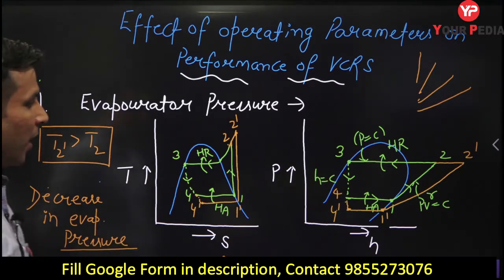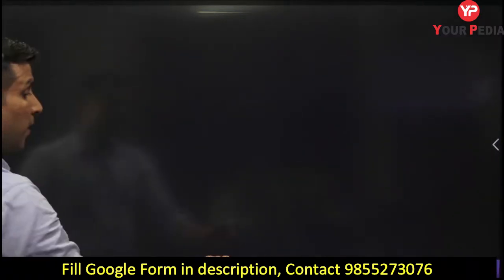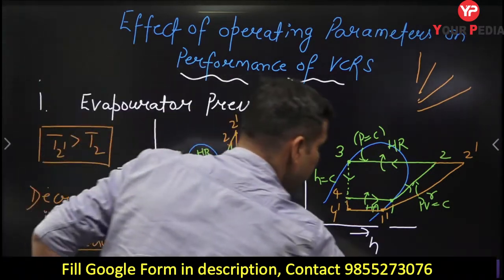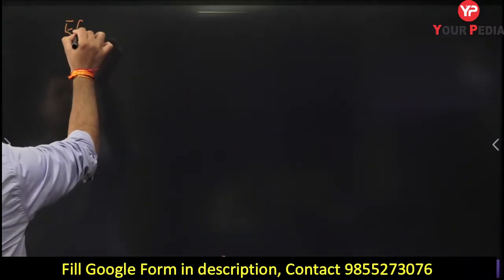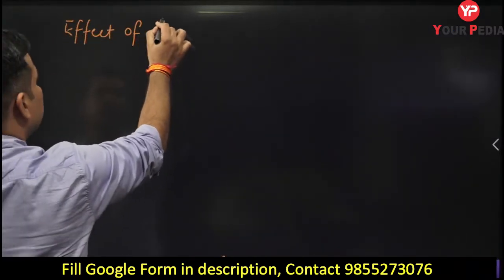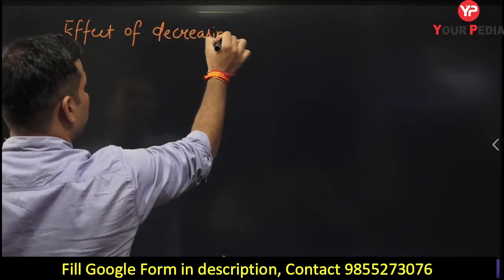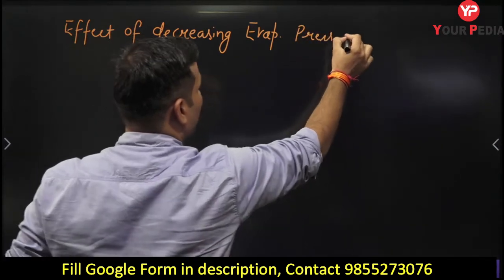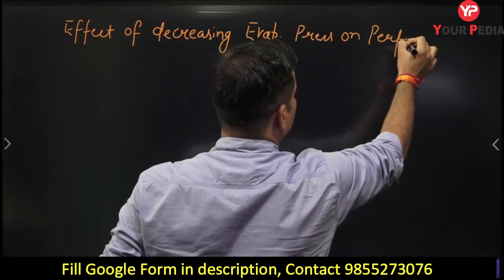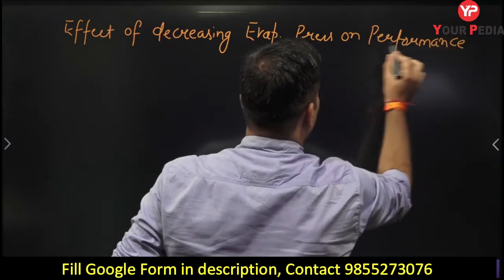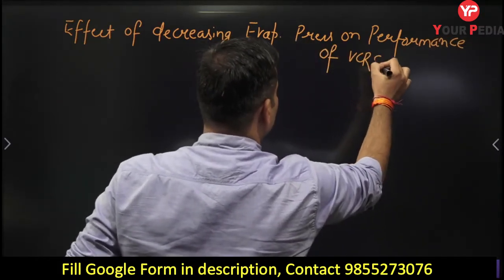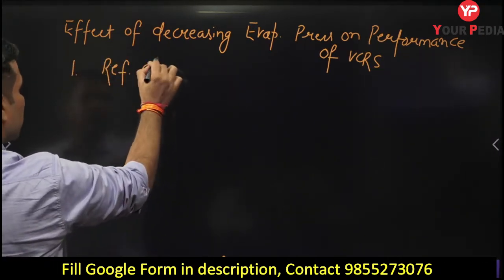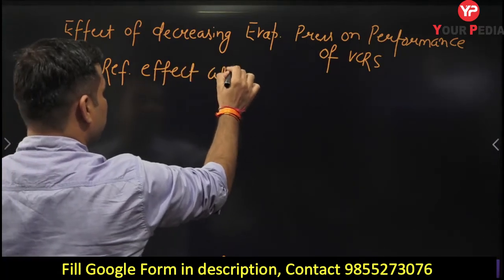Now if I ask you what is the effect of this, after observing this diagram, I don't know if you have drawn this or not, but if you observe this carefully, easily you can say the effect of decreasing evaporator pressure on performance of VCRS. So what kind of effect are we seeing, guys? First, the refrigeration effect will decrease.